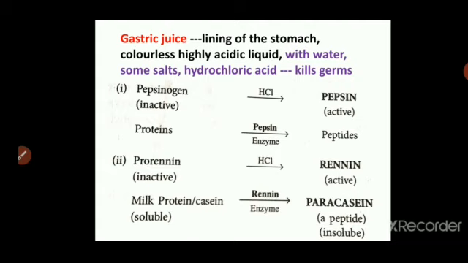And when prorenin converts into renin, the renin causes the curdling of milk. Whenever you consume milk, the first process taking place in the digestive tract is the curdling of milk, and that is done by this renin enzyme. It converts soluble milk proteins into casein and then into insoluble paracasein. In this manner, the food stays in the stomach for a longer period of time for its digestion.